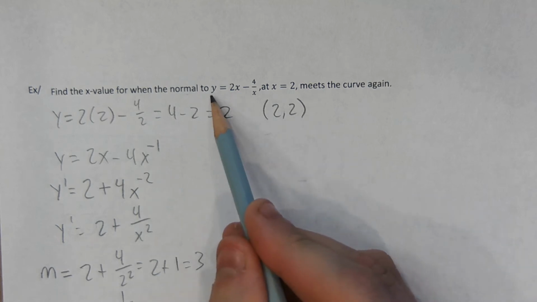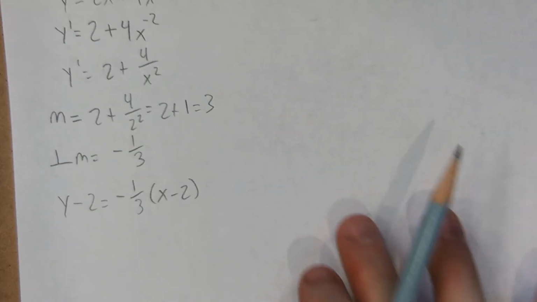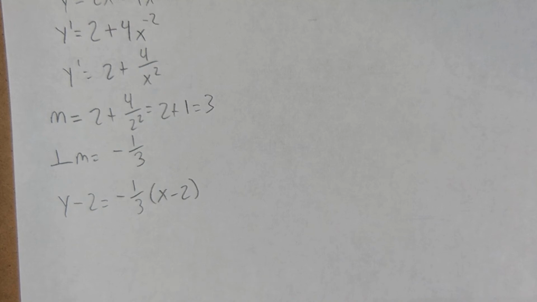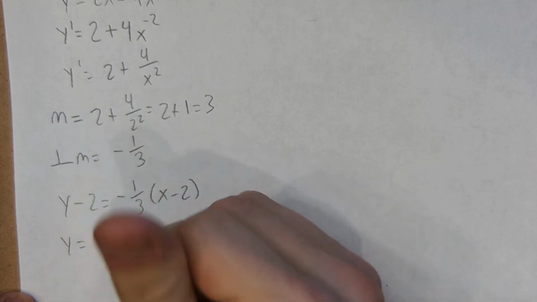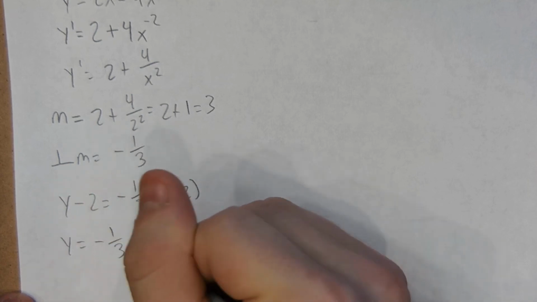This one already has y by itself. So if I get y by itself for this one, then I can just set the two equations equal to each other and solve for x. We're going to do that by adding 2 to both sides. I'm not going to distribute this negative 1/3. Why, Mr. M? Because I don't want to mess with fractions. That's why.